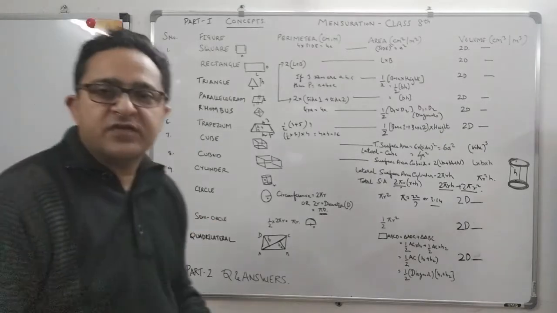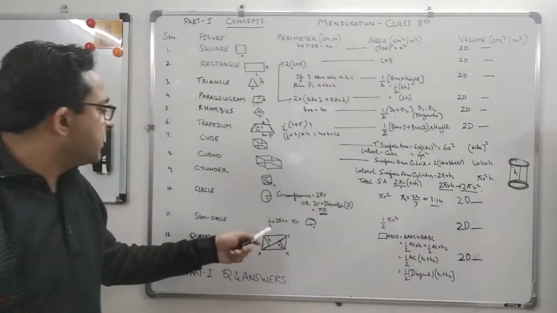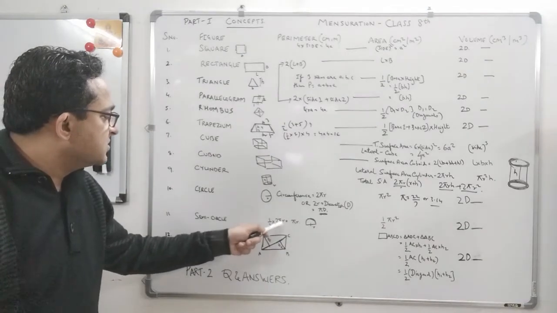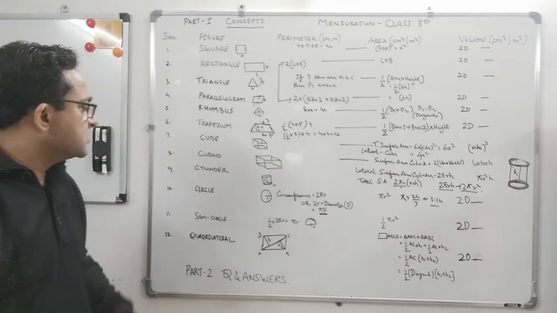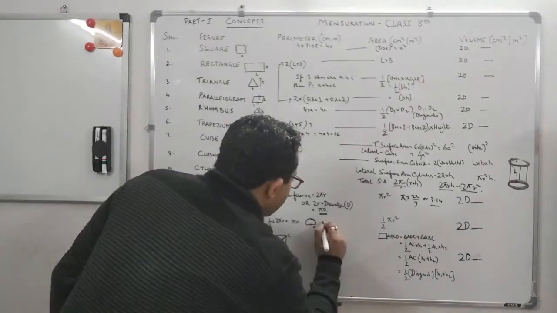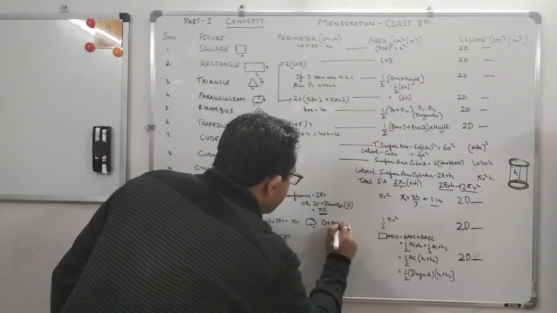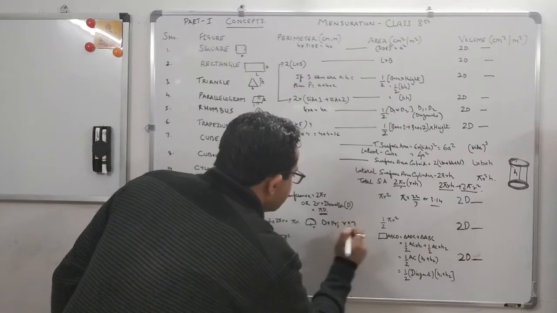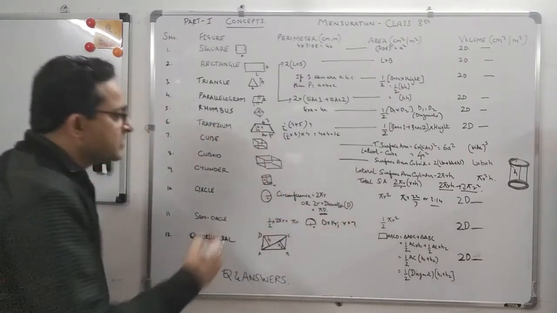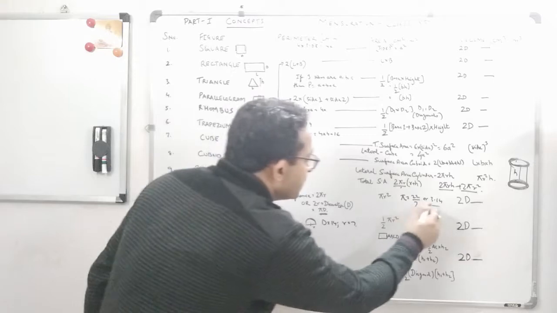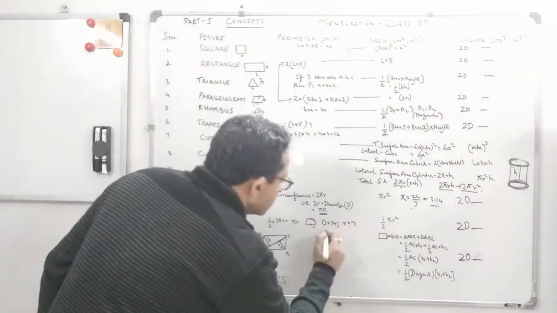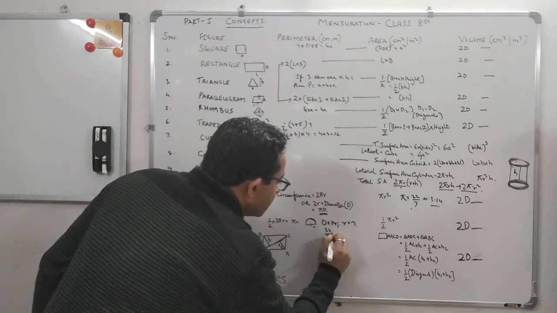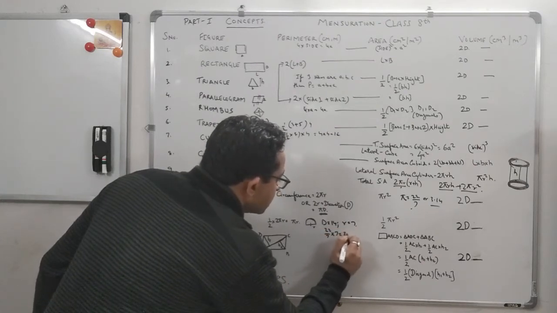Semicircle, again half of the circle, which is half of 2 pi r. So this cuts, it's pi into r. In such questions, the diameter can be given to you as 14, so the radius will be 7 then. So what will you do in such questions? Will you use 3.14 or will you use pi? You will use pi in such questions, because pi is 22 by 7. 22 by 7 into 7 is equal to 22 centimeters.